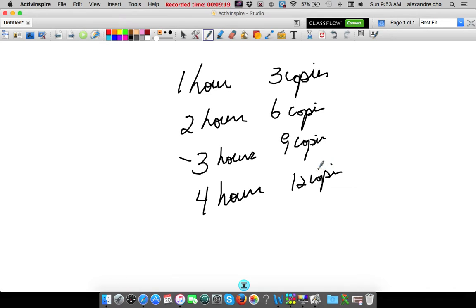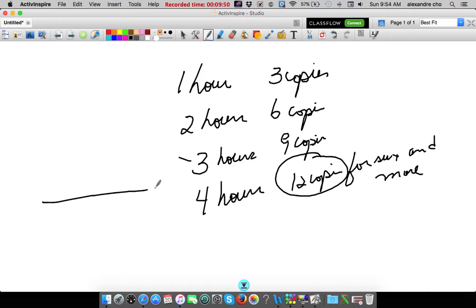So, okay, tricky. He makes more than 3 copies of a book. So we know one thing for sure: in 4 hours, he's going to have at least 12 copies. He makes more than 3, so we don't know how much. It could be 3 point something. But I know that in 4 hours, he'll make 12 copies for sure, and more. So at the end of 4 hours, letter A, look at your graph on letter A.